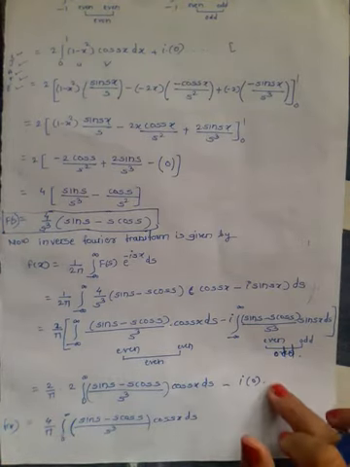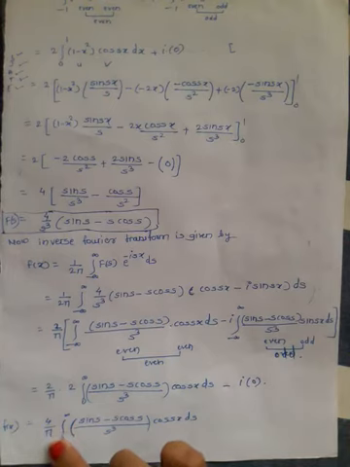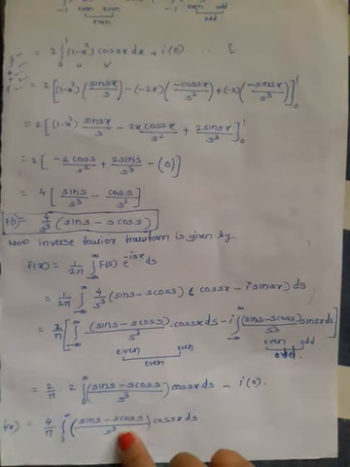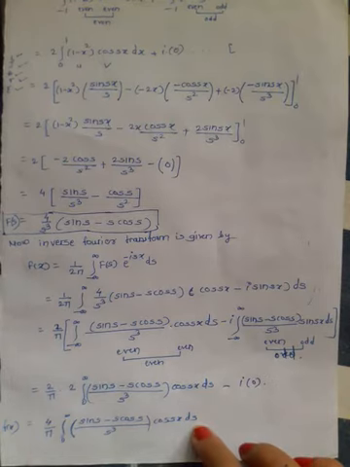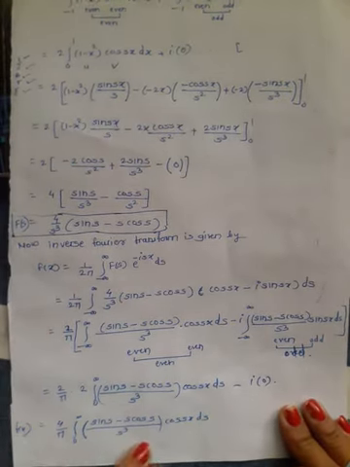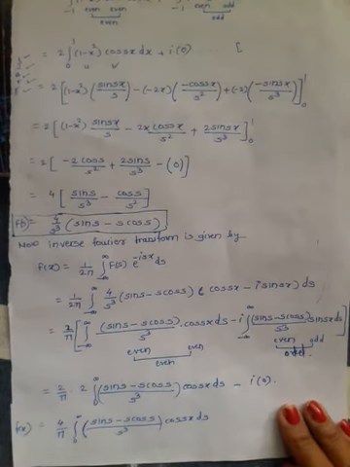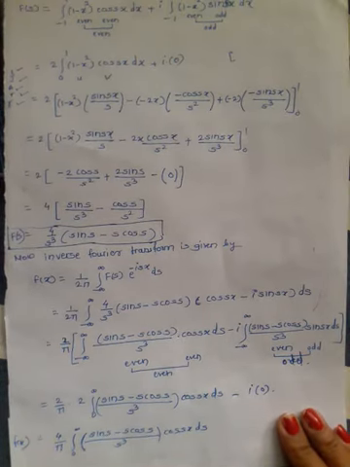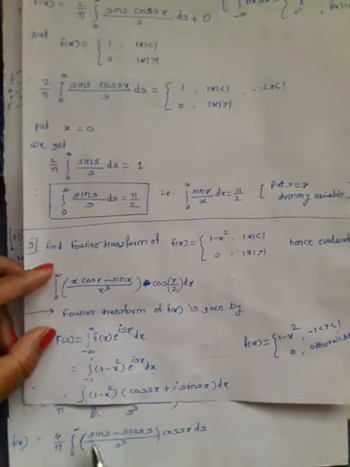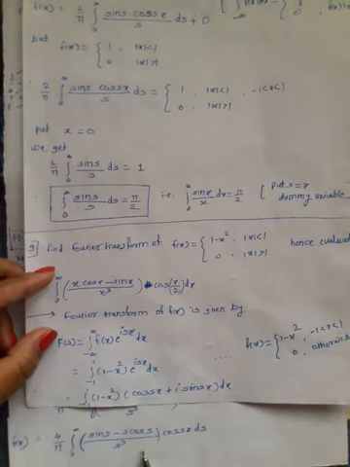Now we get 2 times 4 upon pi, integration from 0 to infinity of (sin s minus s cos s) upon s cube times cos sx ds. This we get as f(x) by the inverse Fourier transform. Now what is our question? We have to evaluate this integration, and we get this integration and f(x).